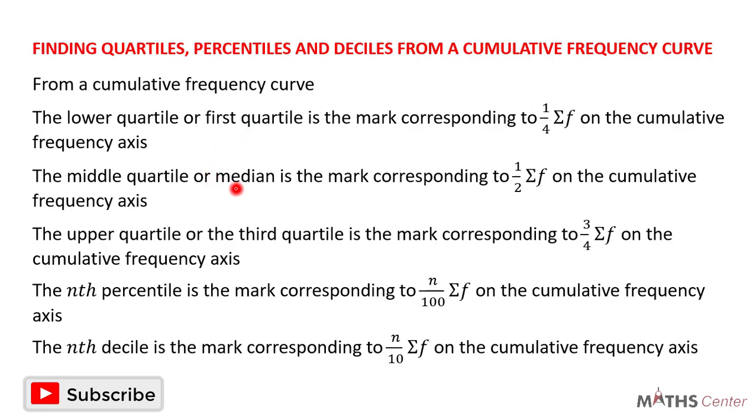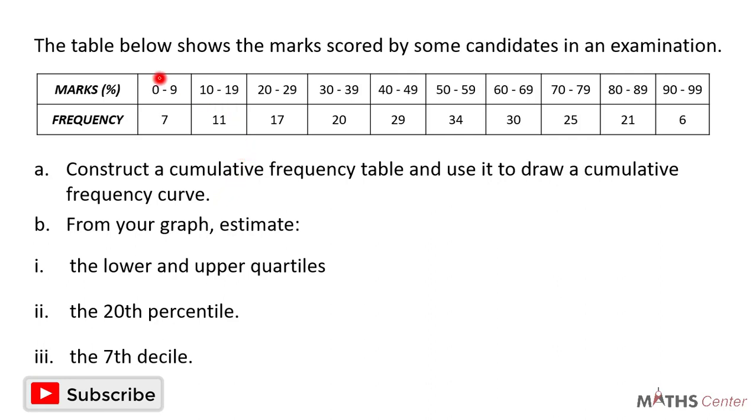The table below shows the marks scored by some candidates in an examination. We have the marks and their corresponding frequencies. The question says, construct a cumulative frequency table and use it to draw a cumulative frequency curve. From your curve, estimate I, the lower and upper quartiles, II, the 20th percentile, and III, the 7th decile.